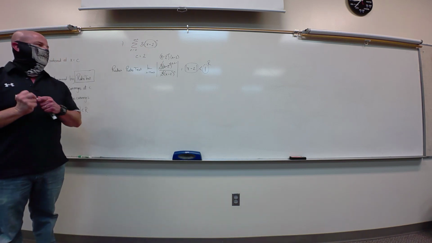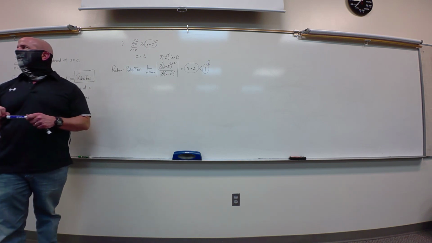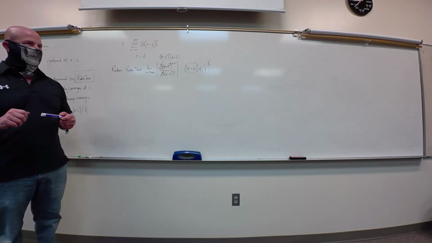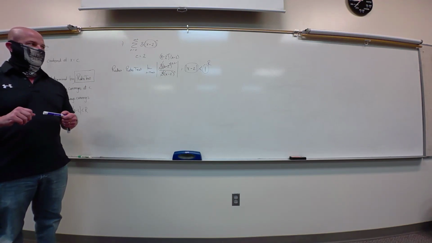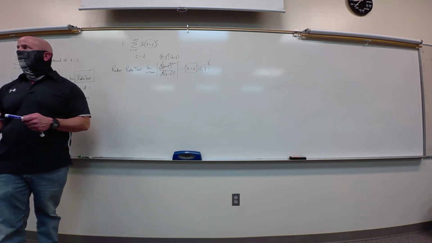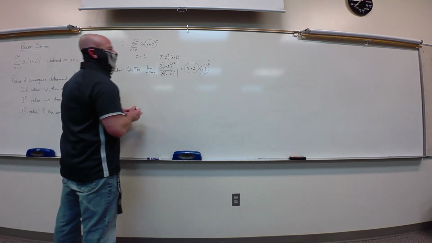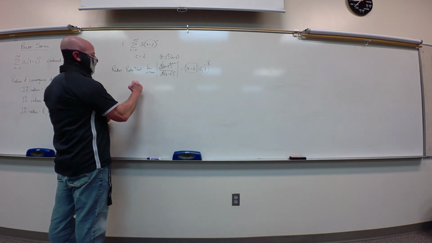I've got maybe a silly question. If you put in negative 2,000, you do negative 2,000 minus 2, which gives you some really big negative number, which becomes some really big positive number, which is not less than 1. Right. So the radius would equal 1.